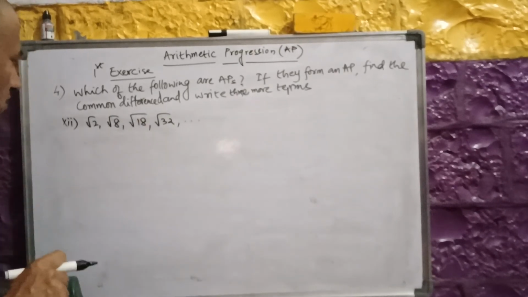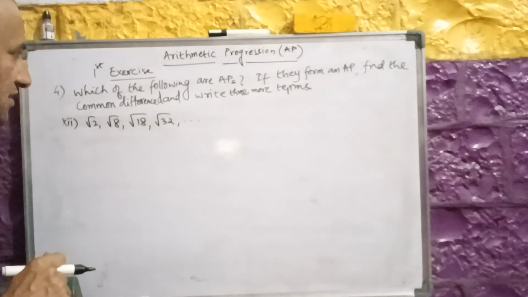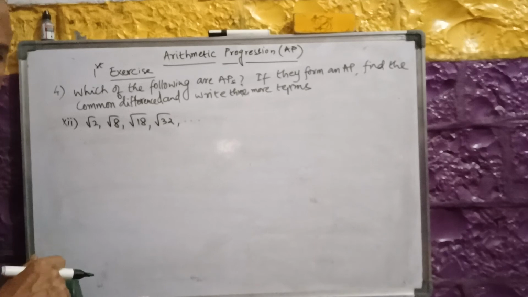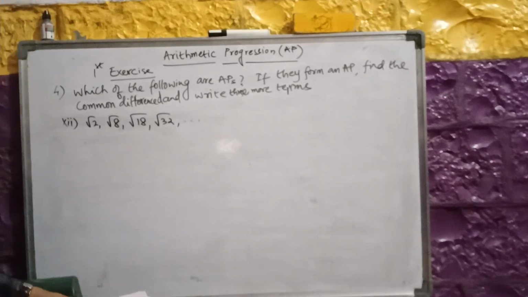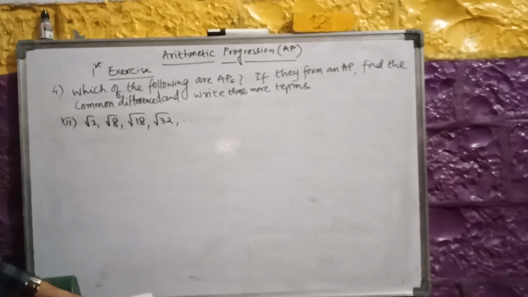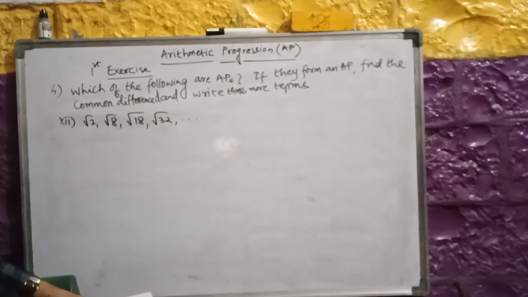So the 12th question: root 2, root 8, root 18, root 32. Check whether it's an AP, and if it is so, find the common difference d and write three more terms. Pause the video and write your answers, then match with the answer I'm going to give.